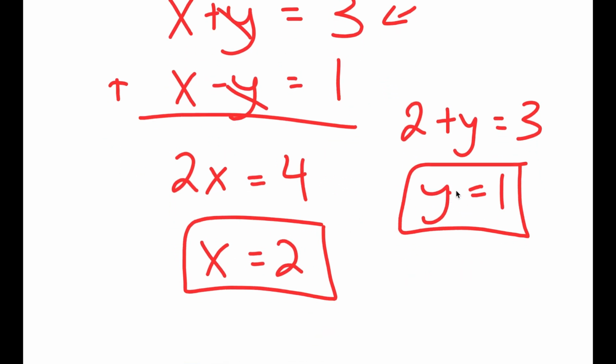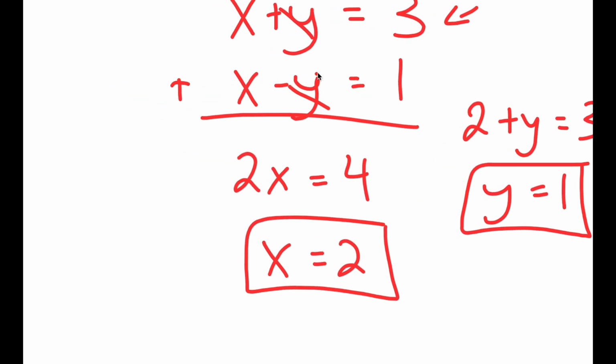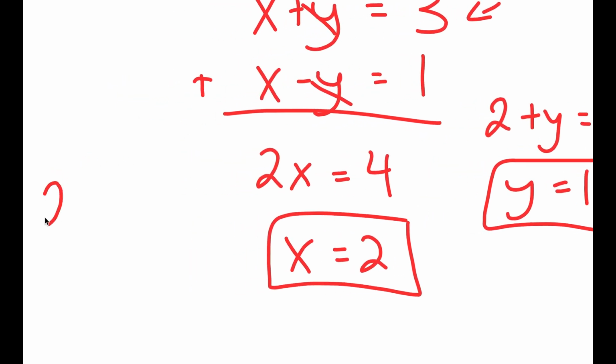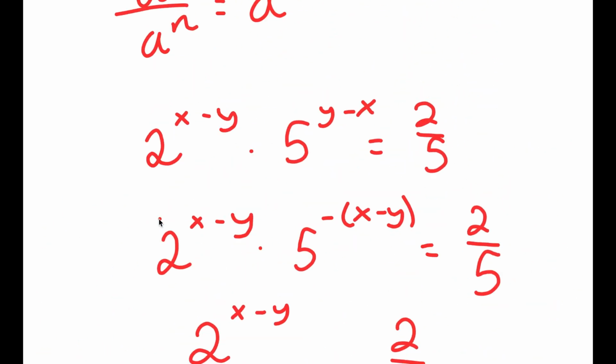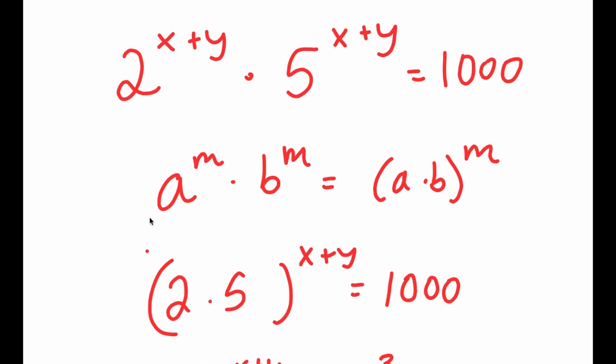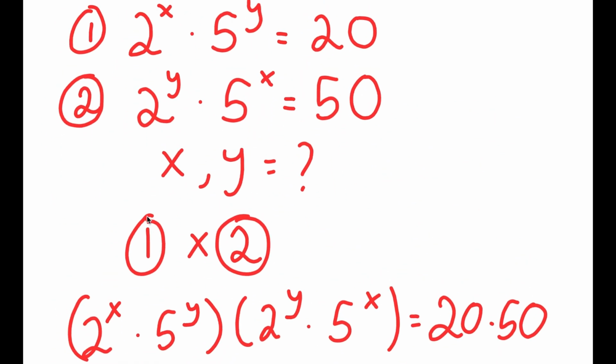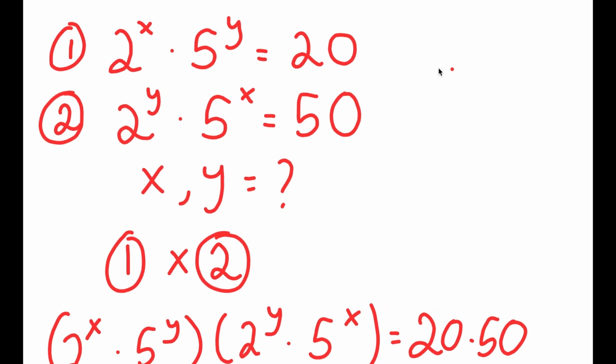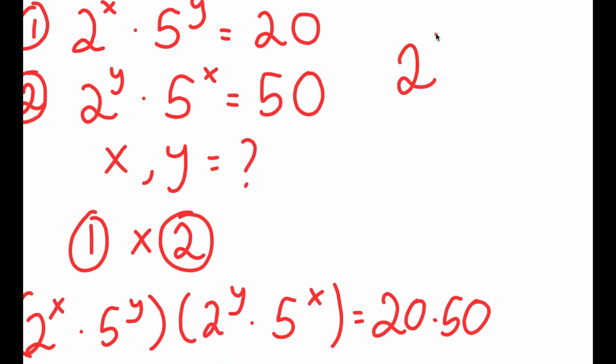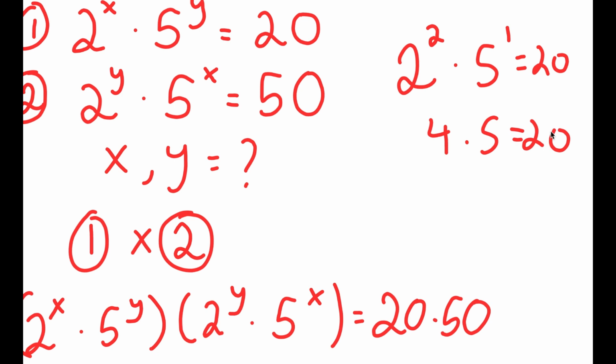So I get x equals 2, y equals 1. Let's plug these two into our second equation to see if they work. 2 minus y is equal to 1, 1 equals 1. So this does work. Now our last thing to do is to go back to our original equation and plug it in there. So I get 2 to the power of 2 times 5 to the power of 1 is equal to 20. So I get 4 times 5 equals 20, and 20 is equal to 20. So this is right.